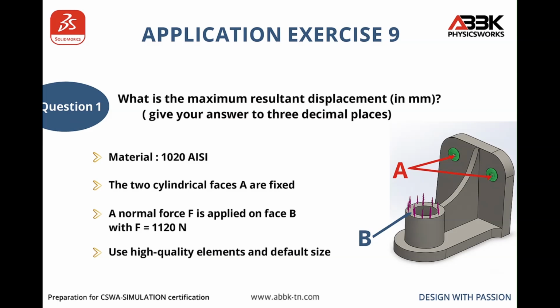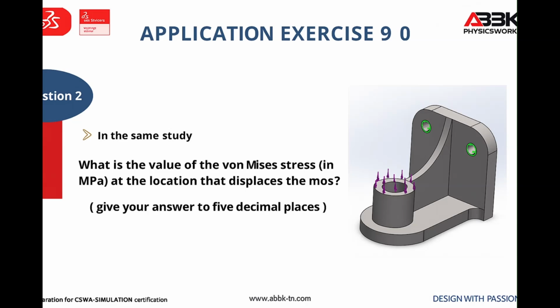Today's exercise will focus on analyzing the stress at the spot that displaces the most. We have the material, we have both faces labeled A fixed, and we have a force of 1120 newtons on the face labeled B pushing it downwards. We will use the high quality mesh with the default settings. We will first check the spot that has the greatest displacement, then we'll review the stress at that specific spot.